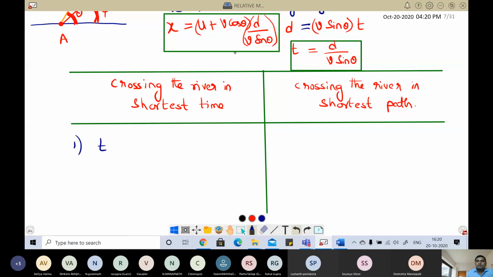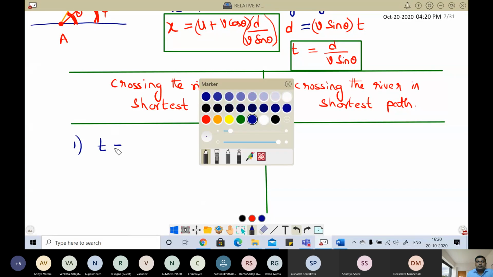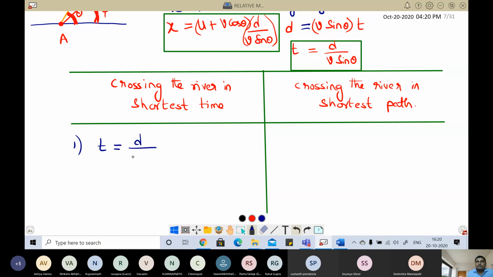Okay. So now just now we got the expression for time as t is equal to d by v sine theta. Okay. So now I want to cross the river in shortest time. That means this time should be minimum. So if this has to be minimum, then this has to be maximum. Correct? Then only this will be minimum.